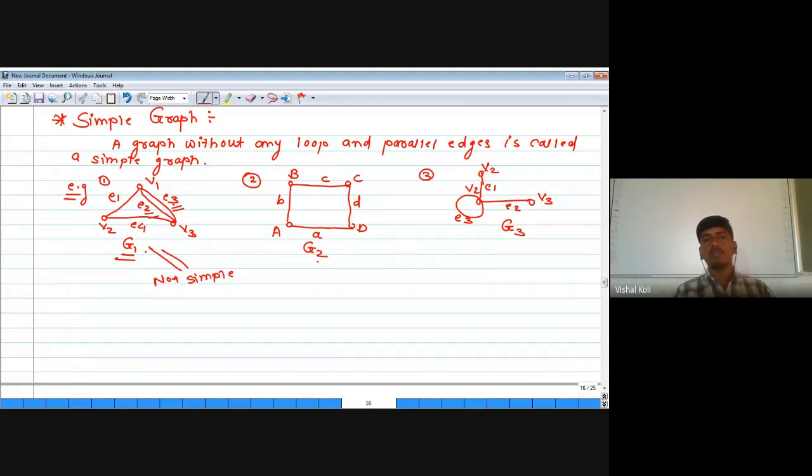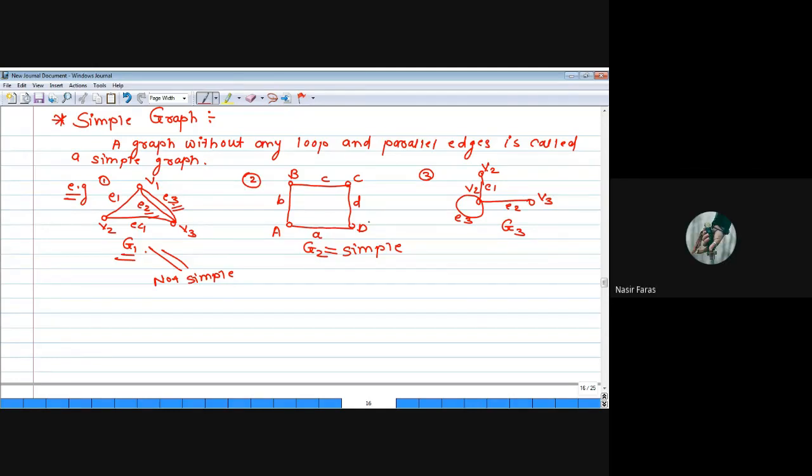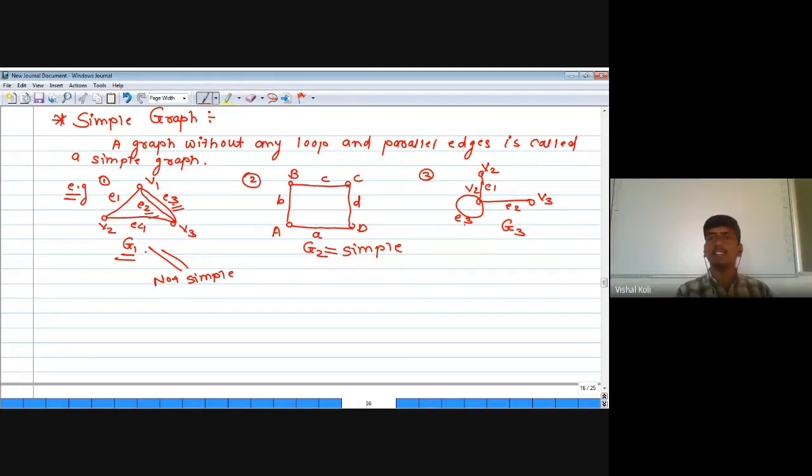Now, what about G2? Simple graph. As there is no loop and no parallel edges in graph G2, it must be a simple graph. What about G3? No, sir. As there is a loop, that is edge E3 is a loop, therefore G3 is again not a simple graph.